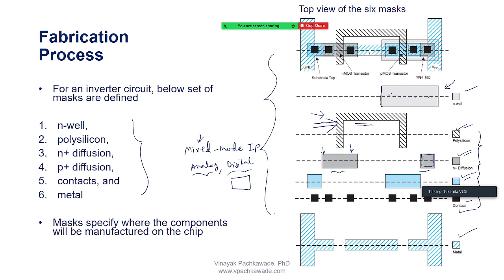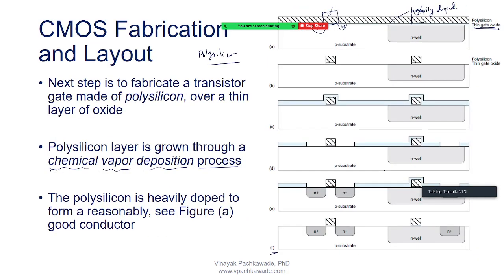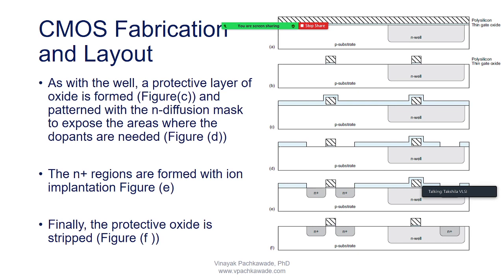Because for the PMOS, inside the N well, we want to have access to the N well. So we will use this mask. So again, the procedure is simple. So what we do here is that, Sir, one question, sir.